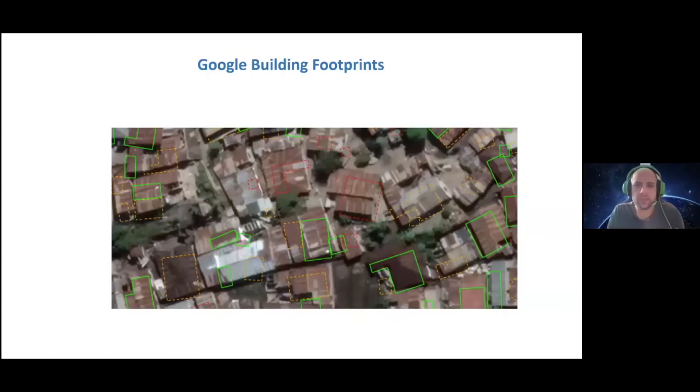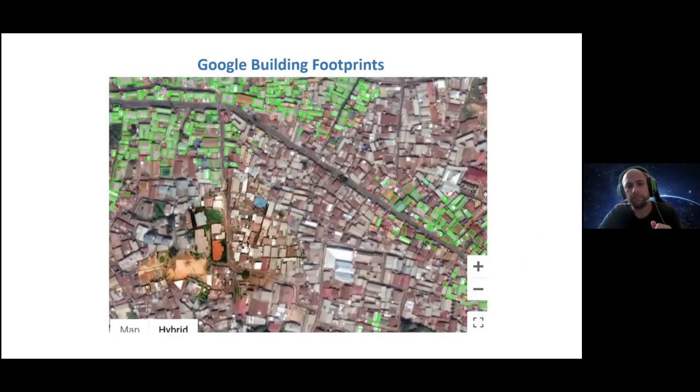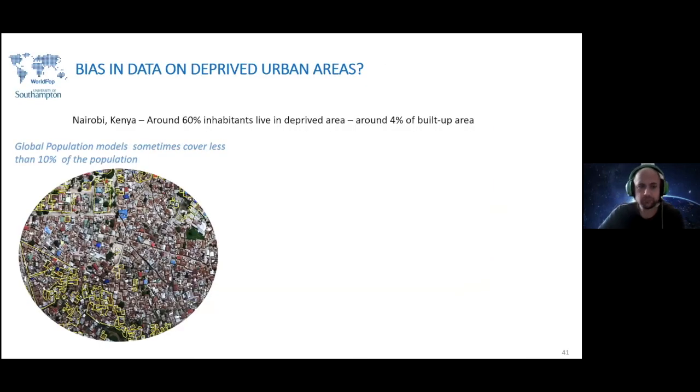In some cases, other ones are better. This is, for example, the Google building footprints, which are usually quite more robust. They also have uncertainty estimates, and these are the ones I would prefer using so far. But then again, there are issues with them. There are some regions where they also are incomplete and problematic, but they're still better off. There's both a problem and a potential.